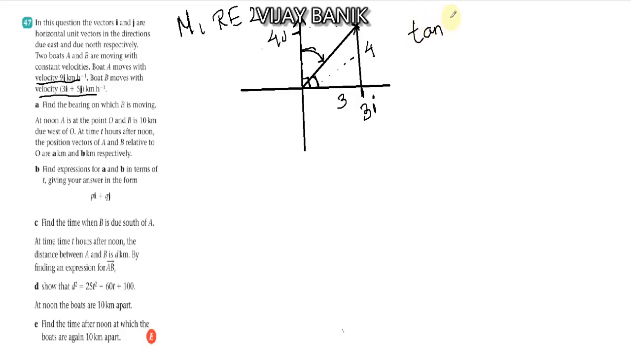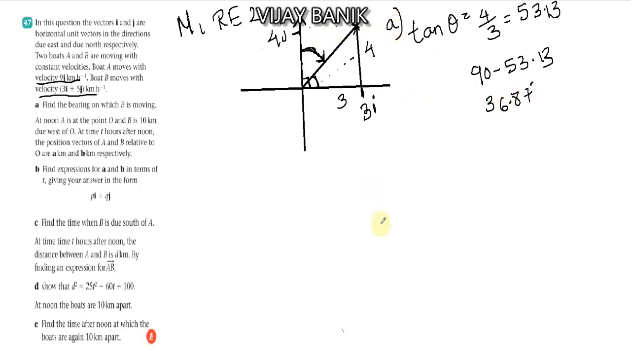Tan theta is going to be opposite, that is 4, upon adjacent, 3. So if we do that in the calculator, tan inverse of 4 by 3, close bracket, 53.13. Okay, 53.13. And if we do 90 minus 53.13, because I told you we need this angle, this is the bearing we are looking for. So 90 minus answer is 36.87 degrees. Okay, so 36.87 degrees is your A part.